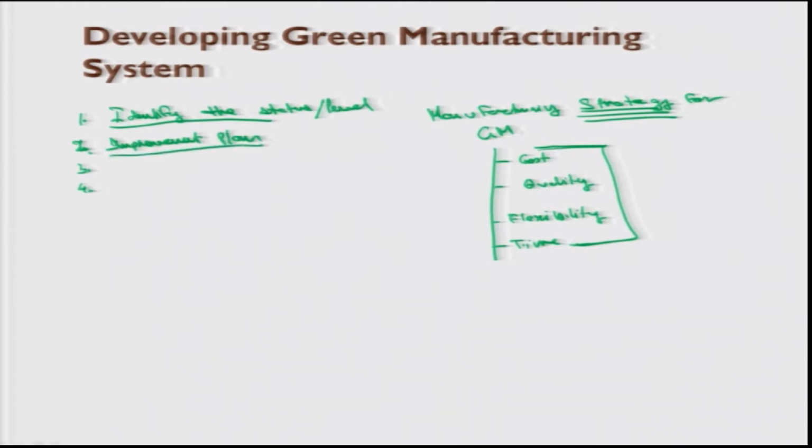And this improvement plan has to be implemented in the third step, and the fourth step is maintaining the present state, maintaining or control. So, I will go step by step.